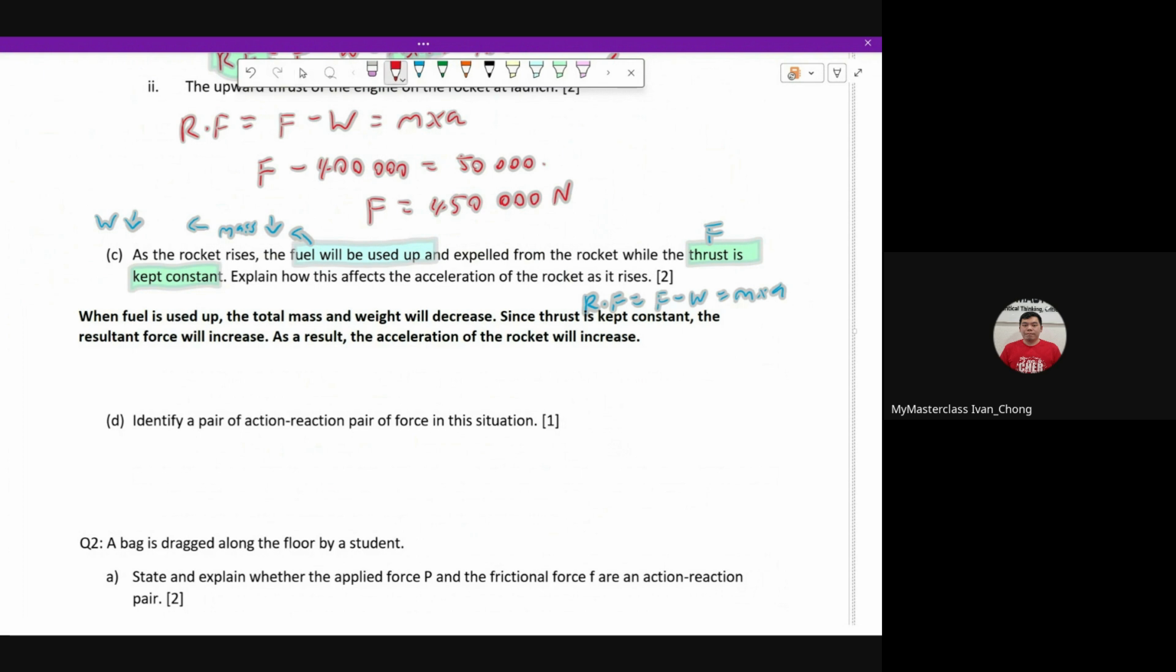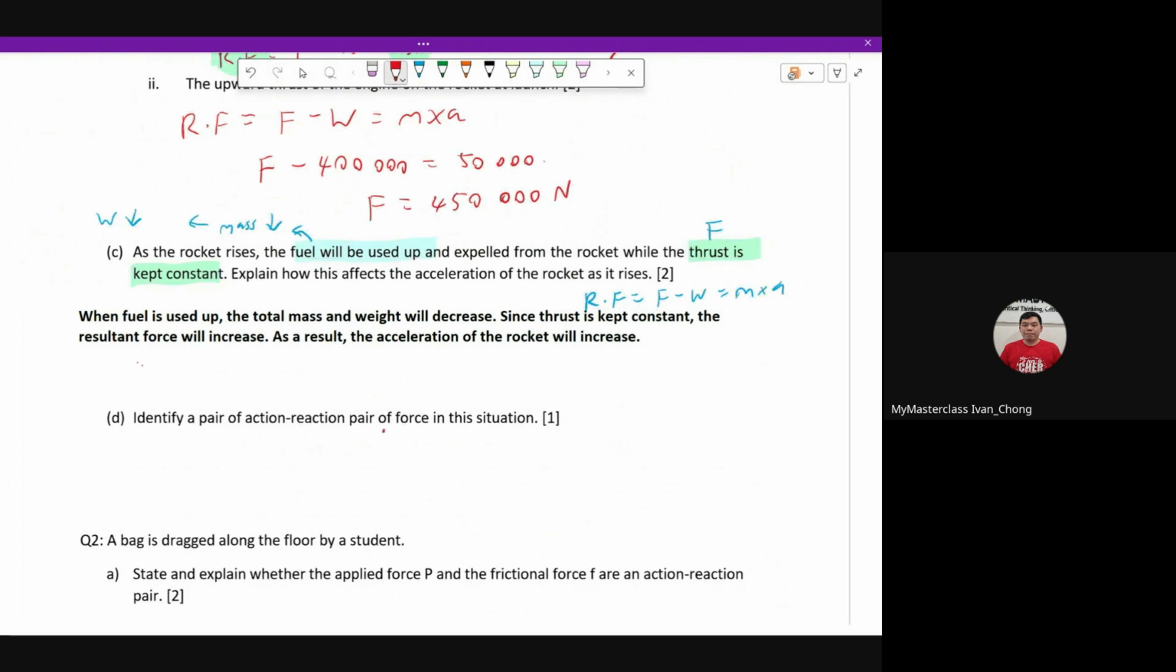Okay, let me reiterate using the symbols. Basically, at the start, mass decreases, your weight also decreases. Your resultant force is F minus W. So what does that mean? RF will increase. And since RF is also equal to m times a, what happens? This means a will increase. You all see that? So basically, it's just a link between the formulas, the blue color one on the right. But we're going to choose selectively how we approach the question.